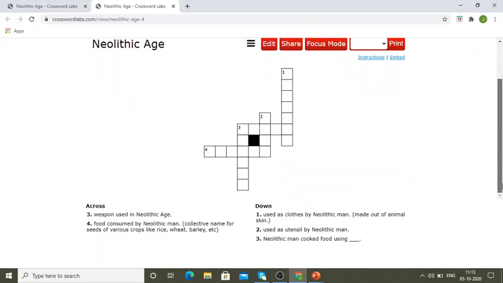Yes, so here's the puzzle. You can see it now, and here are the questions, downwards and across questions. So you will solve this in 1 minute. I'll give you 1 minute to solve this.